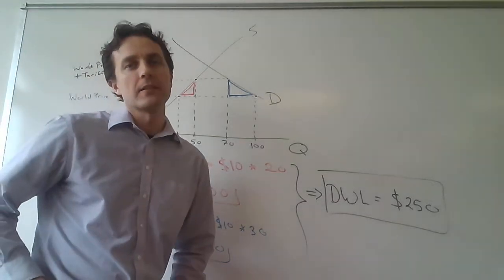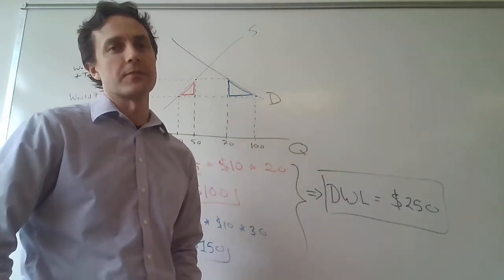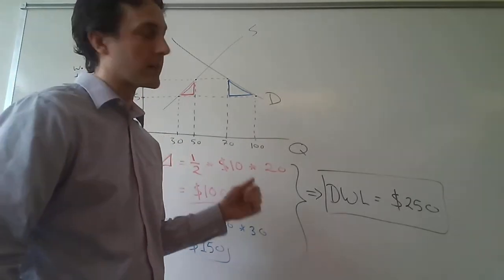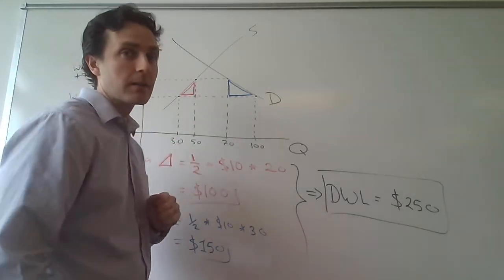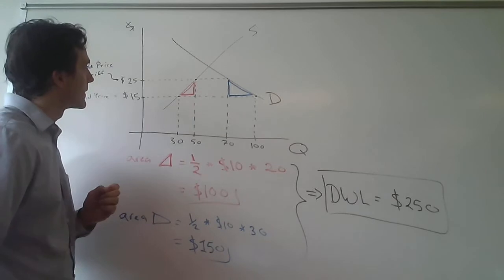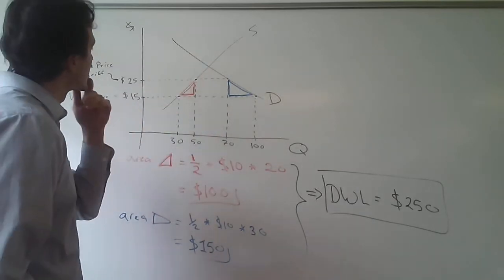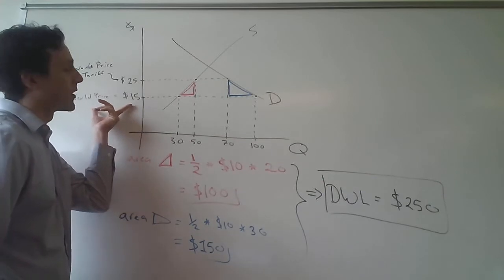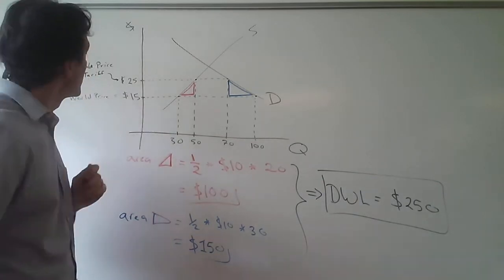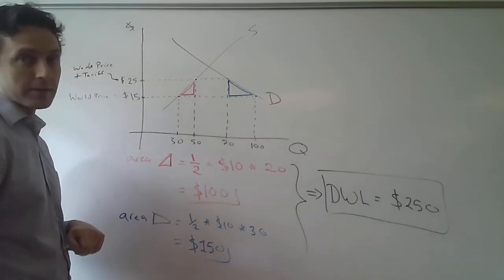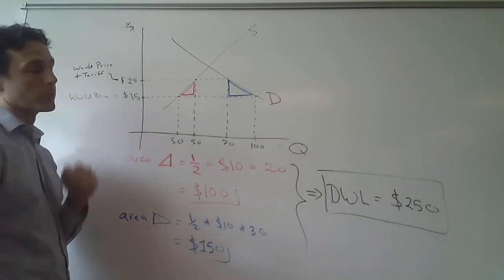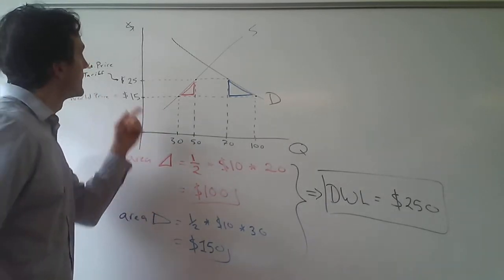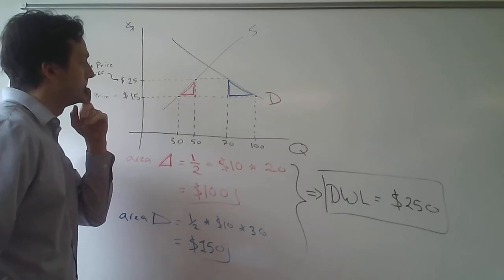Okay, let's calculate the deadweight loss from a tariff depicted in this market here. We see we have a demand curve, a supply curve, and the world price is $15 for whatever good this is, and there's a $10 tariff. So the world price plus the tariff is $25.